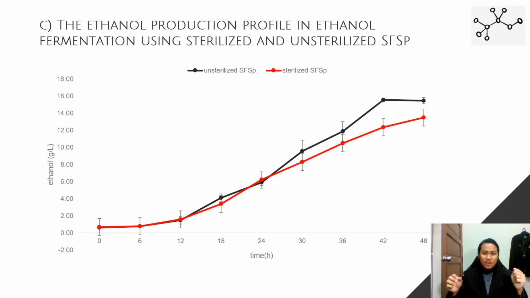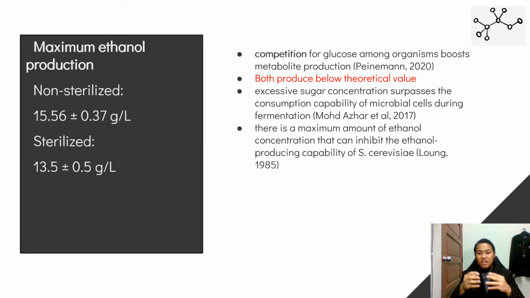The third result is the ethanol production profile in the ethanol fermentation using sterilized and non-sterilized Sago Frond sap. From the graph, we can summarize that the maximum ethanol production in non-sterilized Sago Frond sap media is higher, with 15.56 grams per liter compared to the sterilized media with only 13.5 grams per liter. Why does this happen? It is because competition for glucose among organisms boosts metabolite production.